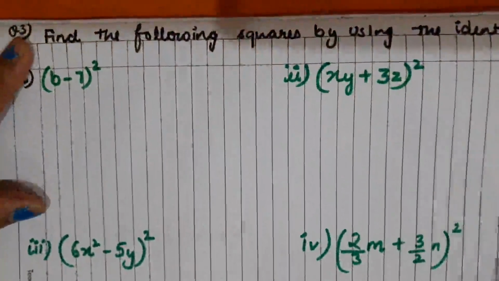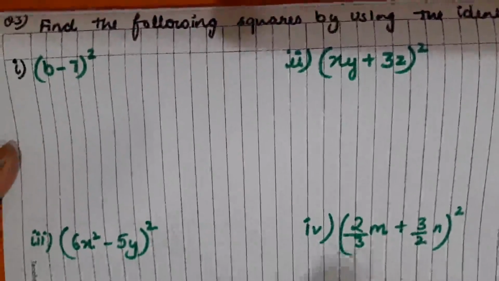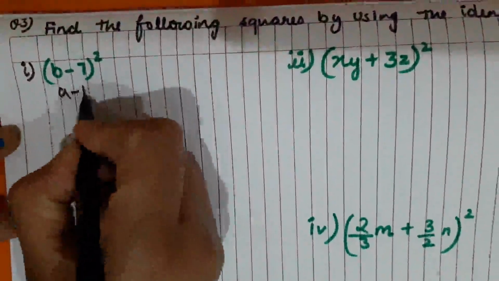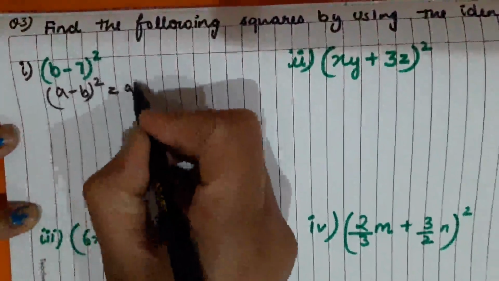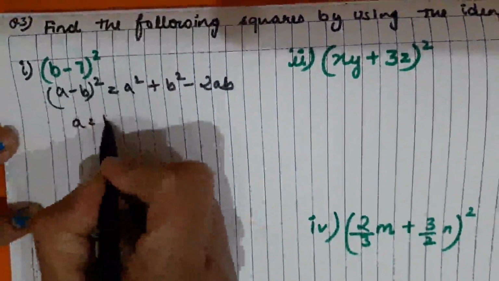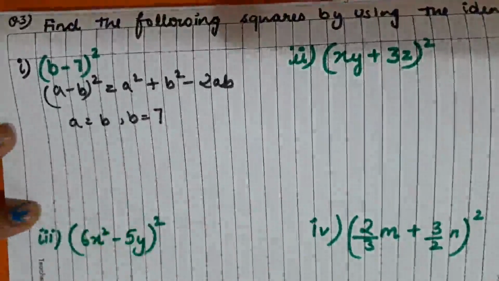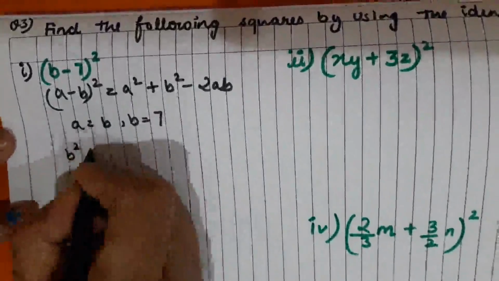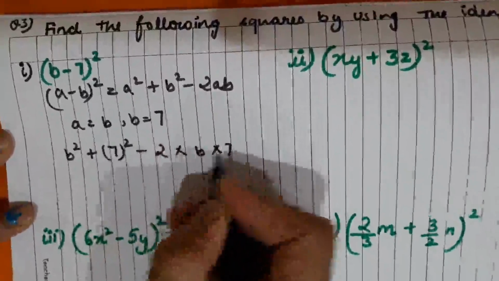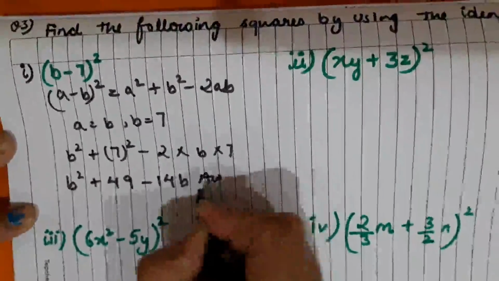Now the next question is: find the following squares by using the identities. So again you have to use the identities and solve the following question. So (b minus 7), it means (a minus b) whole square. It gives you a square plus b square minus 2ab. So a is b here and b is 7 here. Now put these values inside the formula. A square means b square, b square means 7 square, minus 2 into b into 7. So b square plus 49 minus 14b will be your answer.